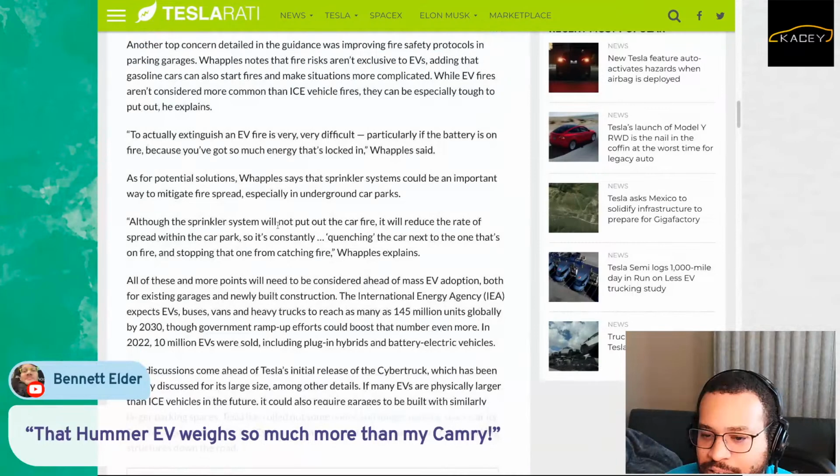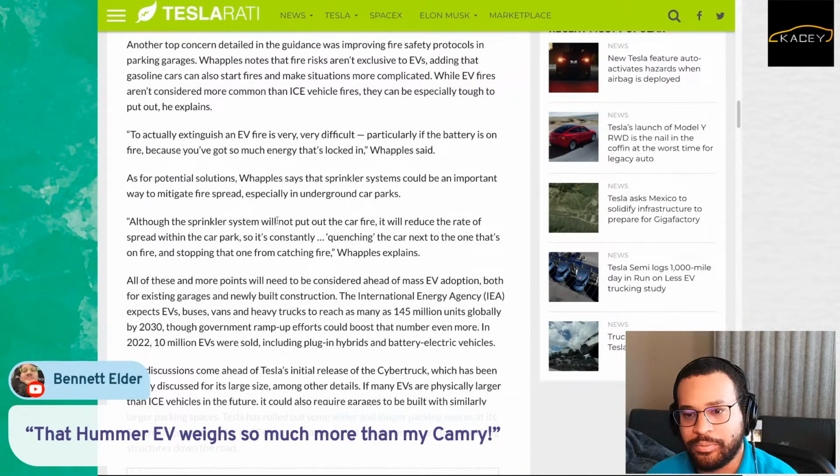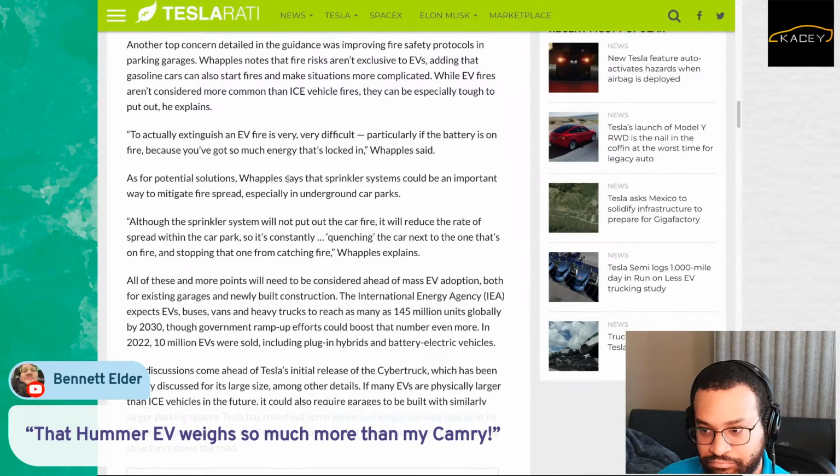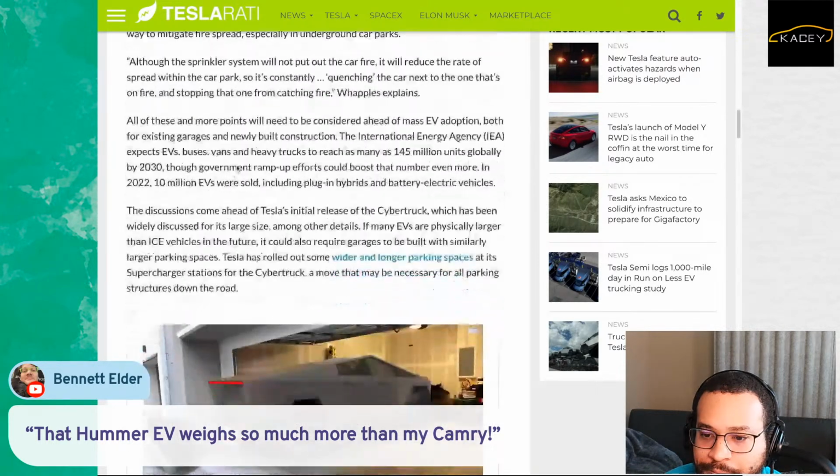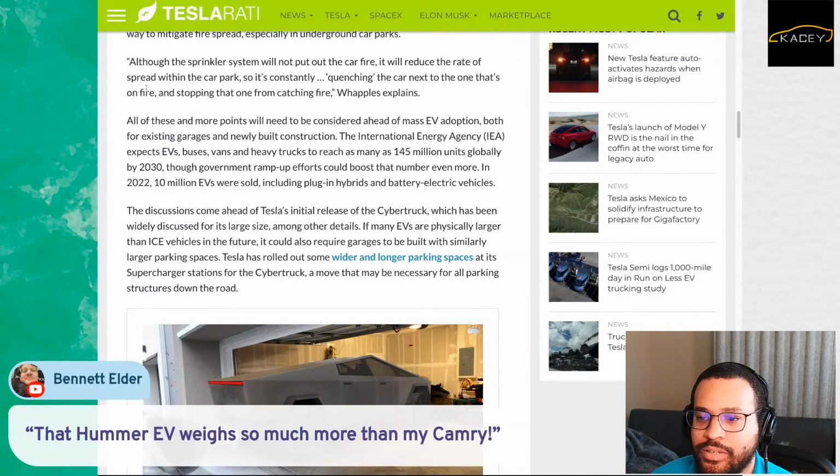But yeah, it wouldn't hurt to make sure the thing is structurally sound, and it wouldn't hurt to make sure that you've got proper fire protection. Go figure. We do the right thing for consumer safety. Although the sprinkler system will not put out a car fire, it will reduce the rate of spread within the car park, so it's constantly quenching the car next to the one that's on fire, stopping that one from also catching fire.